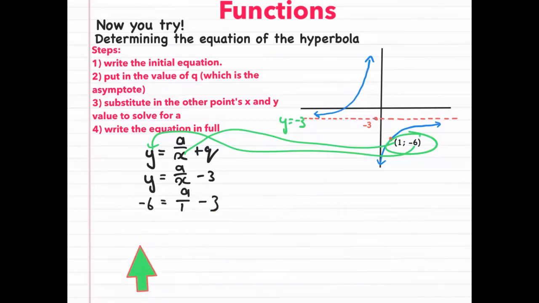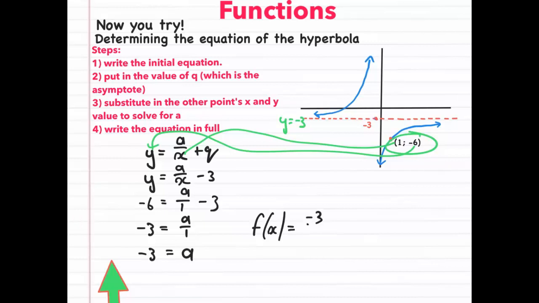Then the constant term goes to that side, it becomes a plus 3, and minus 6 plus 3 is a minus 3 equals a over 1. And again, because this is a 1, I'll just show you what I'll do. Because we divide with the 1 here, I'm just going to get rid of it here by multiplying with it on the other side. So this will just be minus 3 equals a, and there we go. So f(x) equals minus 3 over x, and what is my asymptote? My asymptote is also minus 3, and there we go.